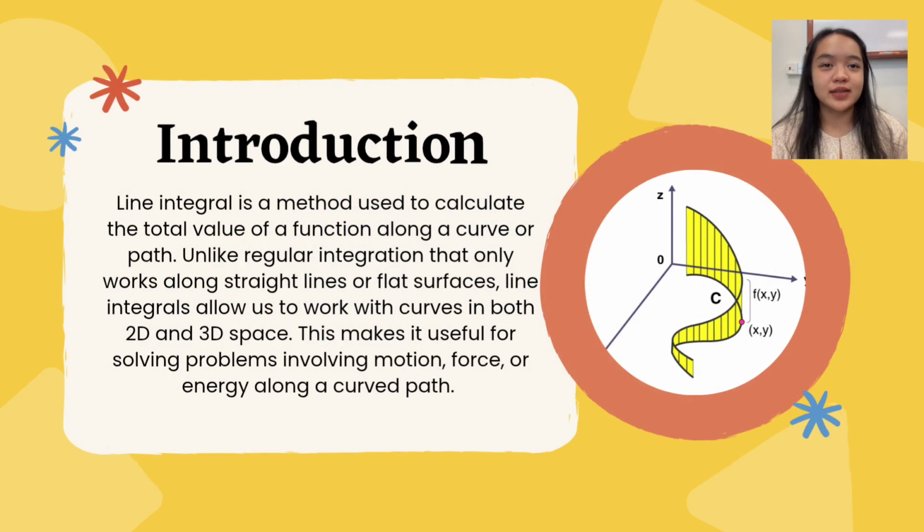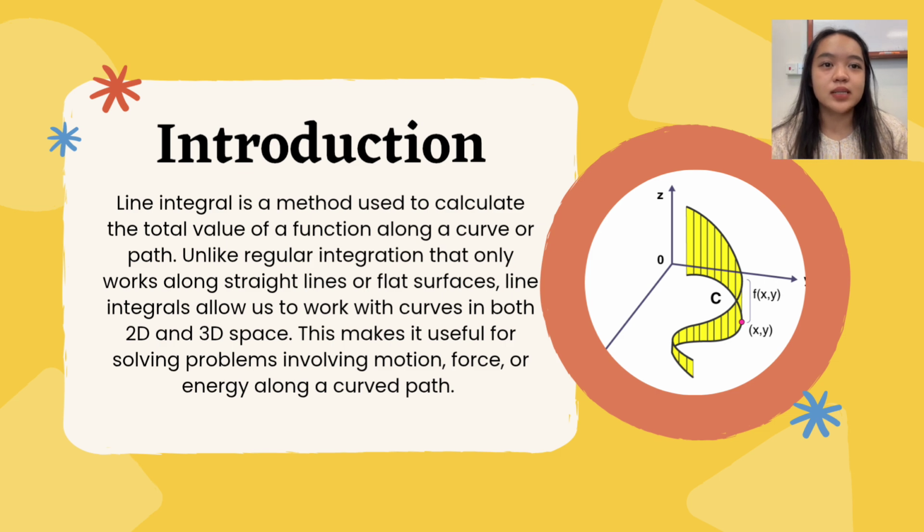What is a line integral? A line integral is a method to calculate the total value of something along a path or curve. Unlike normal integration on straight lines, line integrals are used to calculate along a curved path in 2D or 3D. There are two types of line integral.